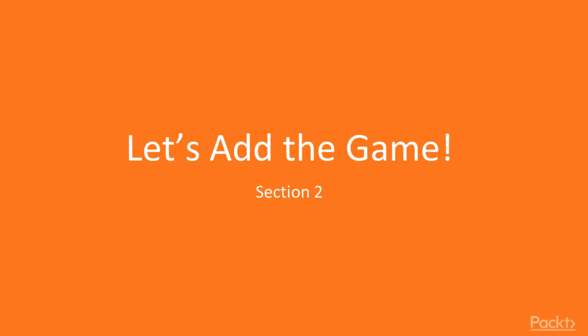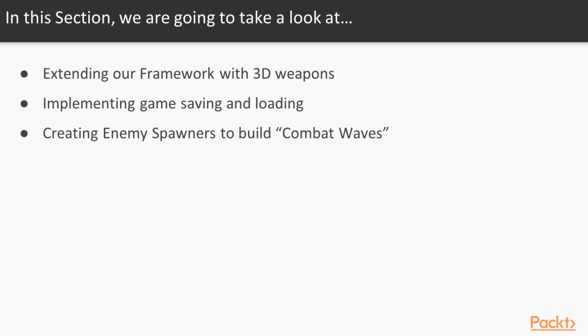Hello, and welcome back. This is the second section of our series, 3D Game Development in Unity 5.x. This section is called Let's Add the Game. Now that our core components, the player, the camera, and the enemy AI are built, we need to actually implement the game's gameplay loop. That's the goal of this section of the course.